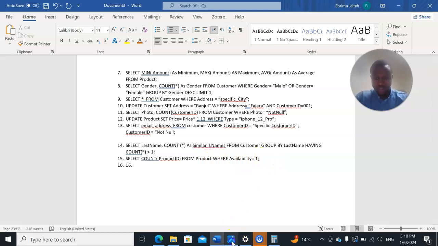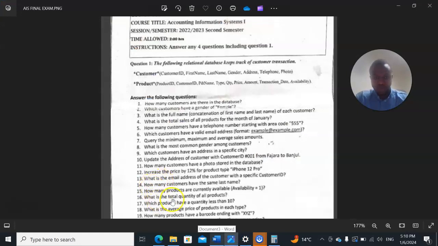Question 16 says, what is the total quantity of all products? So basically here we want to know the total quantity of the product. How many tables do we have in this question? We are talking about the product table. Total quantity is a column, isn't it? When you look at the product table, we have here QTY, that is quantity, of all products. So we need a column called quantity and a table called product. Did they give us any quantity amount, for example like the total quantity is 10 or 15?